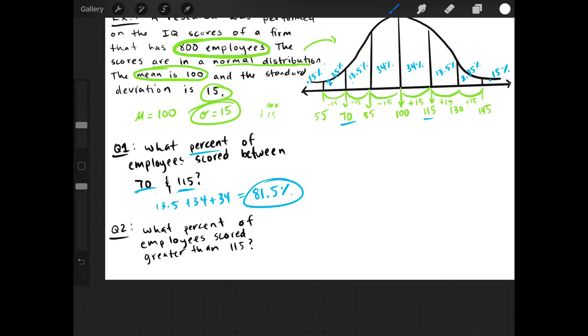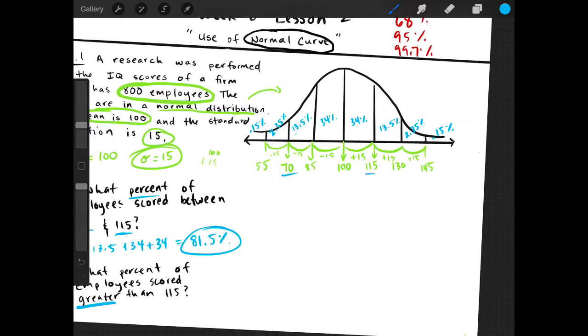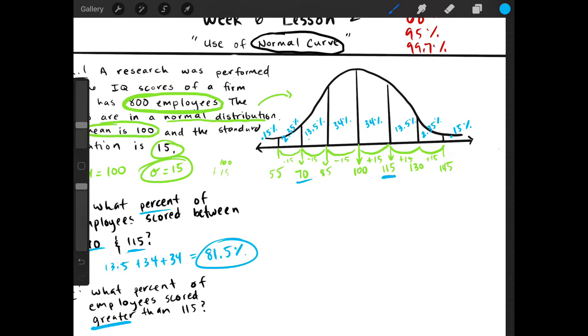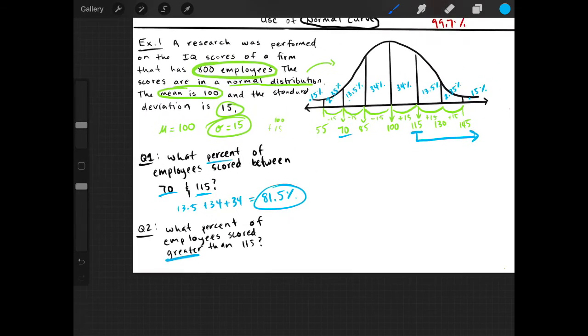I didn't give you 2 scores to look in between, but you just need to know what that means. Greater than 115. So that means now this is 115. All of the scores greater would be going to the right. So we just add up all the percentages to the right of 115, because that would be greater than.